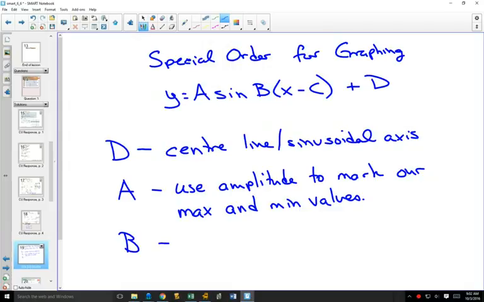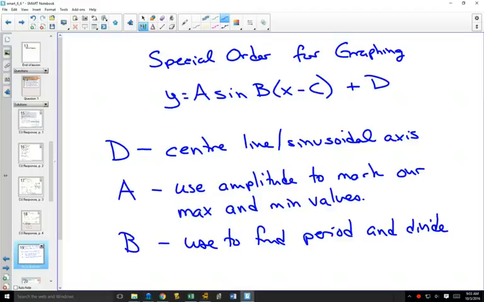The next thing that we're going to do, once you've marked your center line and you know where your maximum and your minimum are, is figure out what your period is. We're going to use that to find our period. And we always have divided that into 4 equal sections.